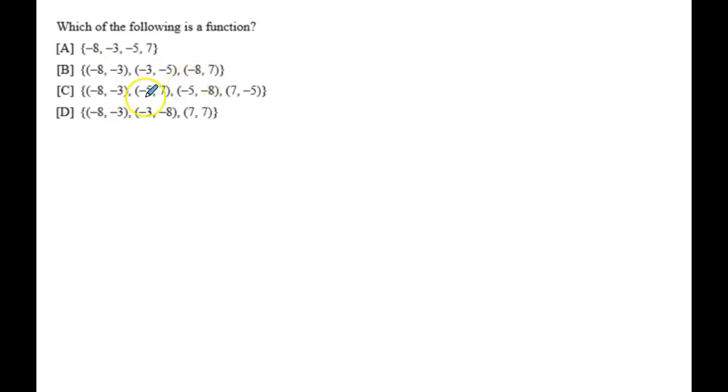Part C, we have negative 8, negative 5, and 7 for the inputs. The input of negative 5 is repeated, and it corresponds to two different outputs. That can't be a function. Part D, we have negative 8, negative 3, 7. None of our inputs are repeated. Each input corresponds to exactly one output, so the correct choice would have to be D.